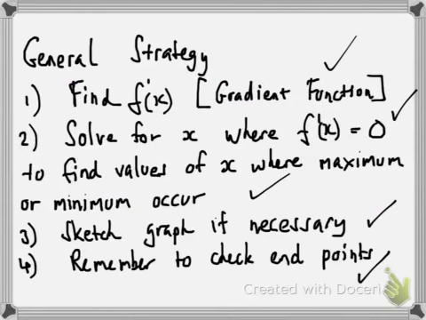General strategy: find f dash x, the gradient function. Solve for x, so make the derivative equal 0, and then solve for x to find the values of x where the maximum or minimum occurs. Sketch the graph if necessary. That really helps to see the pattern of things and where the maximum and minimum is. And remember to check endpoints. Is the domain limited?